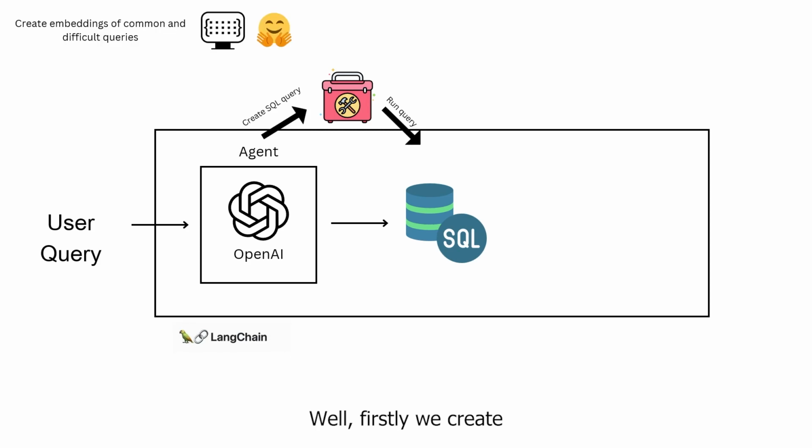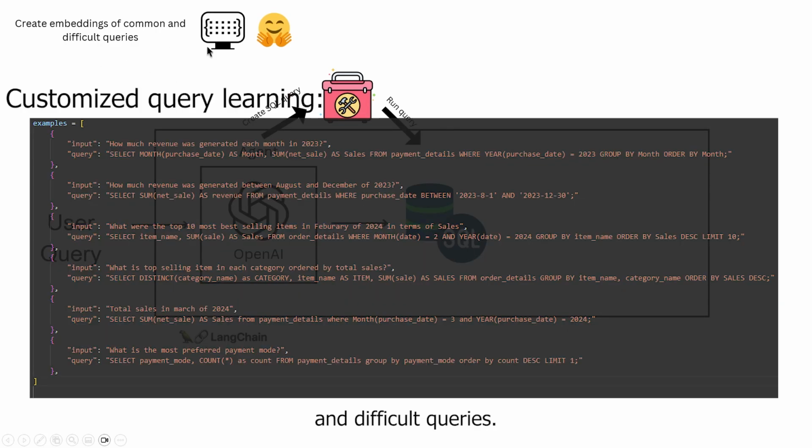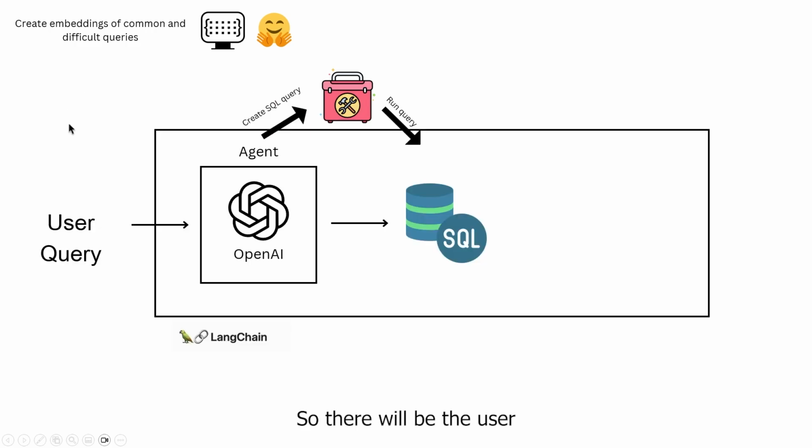Well, firstly, we create vector embeddings of the common and difficult queries. So common queries to increase the performance and difficult queries to act as a safety net. So there it will be the user query and its relative SQL query, and we have created these vector embeddings using an open source model from Hugging Face.